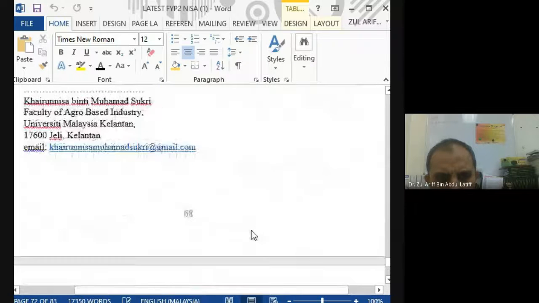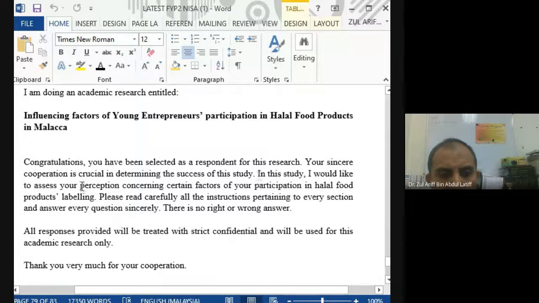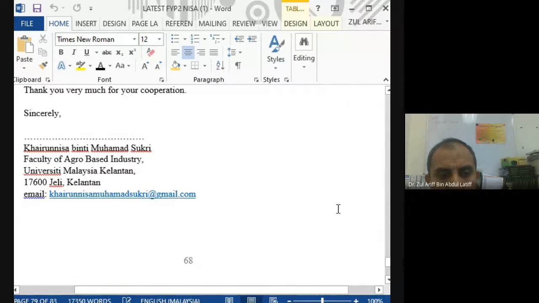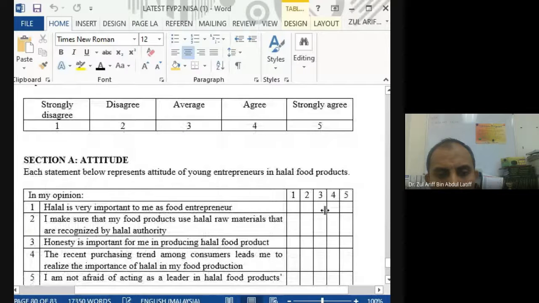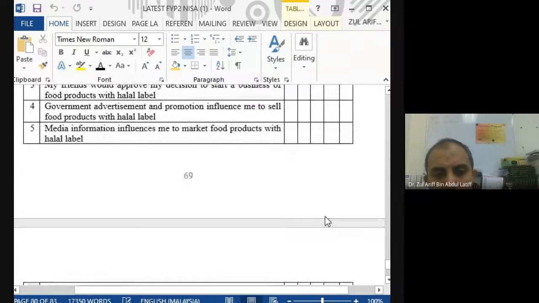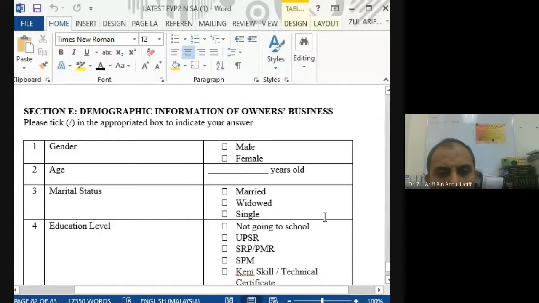This is her question. Before she did the survey, she wrote: Dear respondent, I'm doing academic research titled so-and-so. Congratulations, you were selected. Thank you. This is her name. This is the flow of the questions. The questions have strongly agree, so the person just clicks. She did a Google form, I think. And then the demographic, you have your gender.